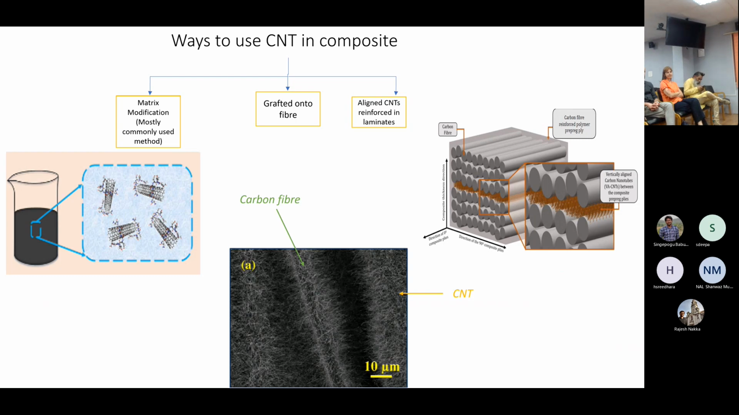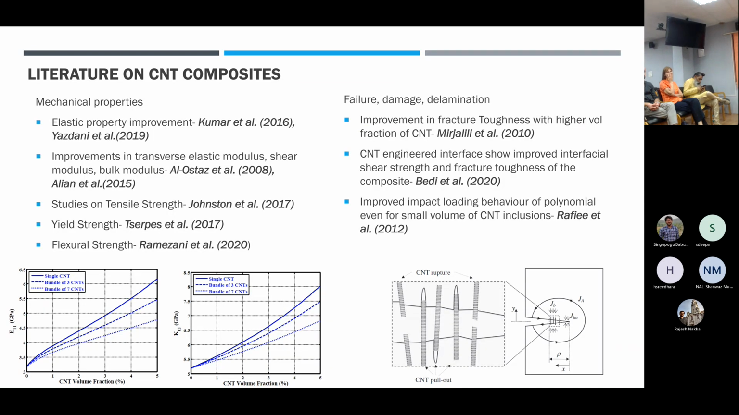Then you can also introduce aligned CNTs in between the laminate. Again, this has the advantage of improving the interfacial shear strength, the delamination, and the fracture behavior in the composite laminates. Again, some literature for the carbon nanotube composites shows that they give elastic property improvement in transverse elastic modulus, as well as the tensile strength, yield strength, and flexural strength. Even for failure, damage, and delamination, it is seen that there is an improvement in fracture toughness as we increase the CNT volume fraction in a matrix.